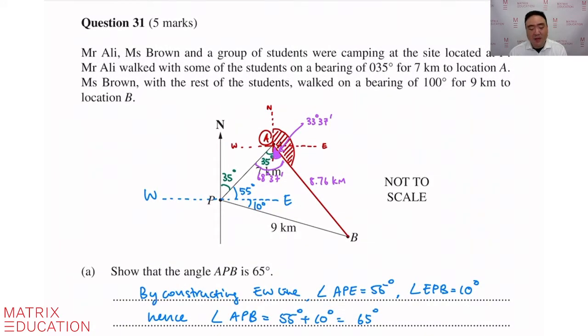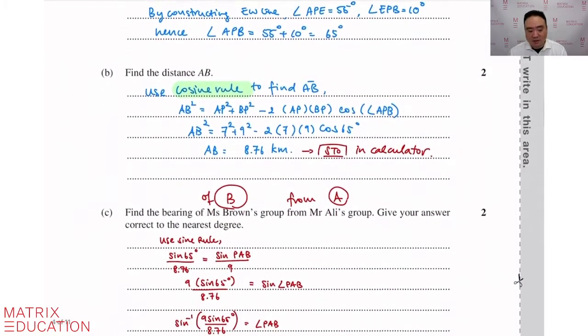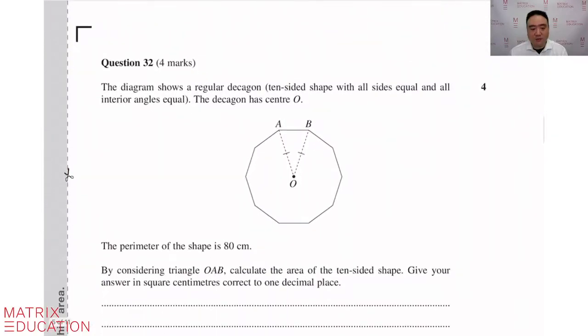And what's more, if you don't construct that compass that I've drawn here, then it is very unlikely that you would be able to do this question. So this is probably one of the harder ones as well. Now, that's question 31. Now let's move on to the next one.